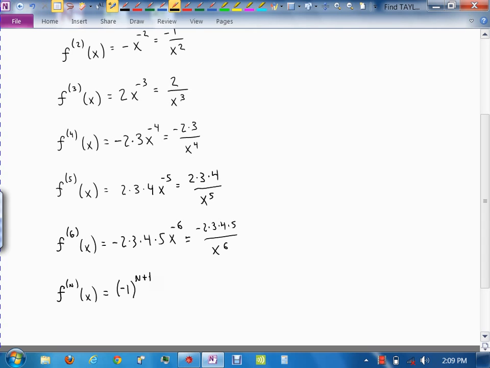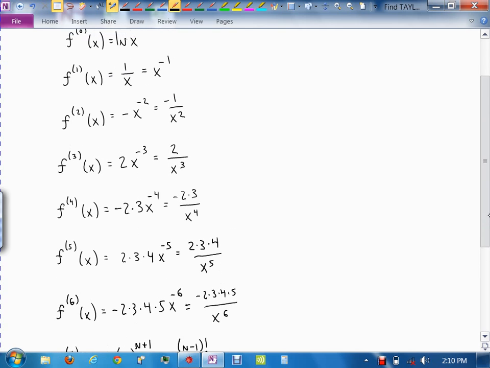What about the numerator? 2 times 3 times 4 times 5. It is factorial, but look, this was 6 here, wasn't it? That's not 6 factorial. That's 5 factorial. This is 5 factorial. That's actually 4 factorial. So it's n minus 1 factorial over x to the n. Do y'all see that? Question? Okay.